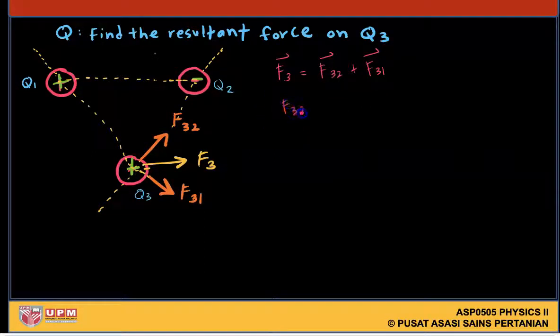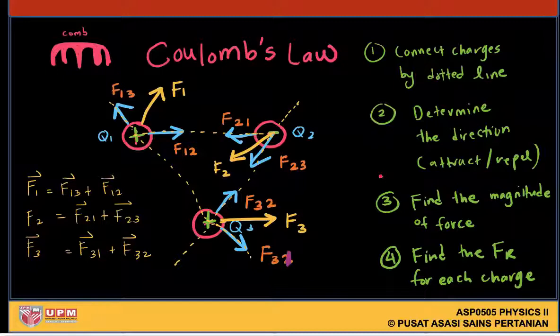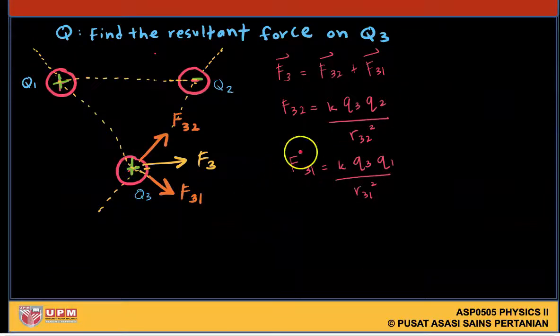So F32 is K Q3 Q2, I'm just referring to the numbers on this, over R32 squared. And the magnitude for F31 is K Q3 Q1 over R31 squared. So that is my magnitude. What is the next step? Find the FR for each charge, or in this case for charge 3. Now that we have the magnitude, I want to know what is the direction.